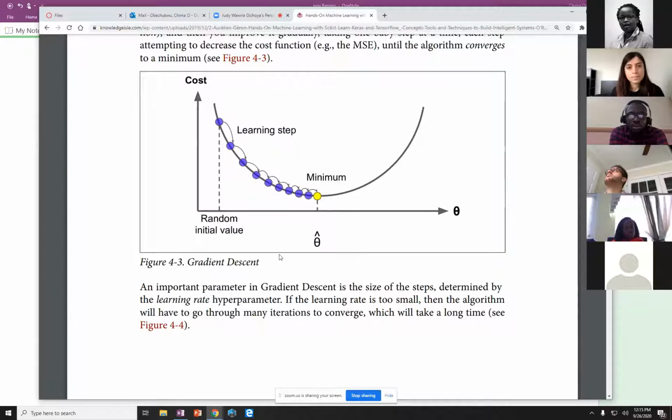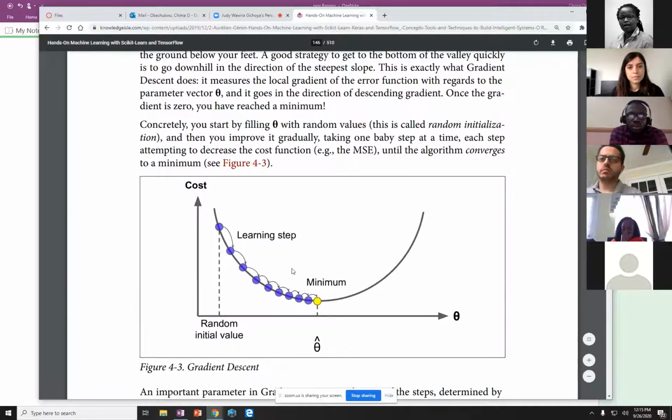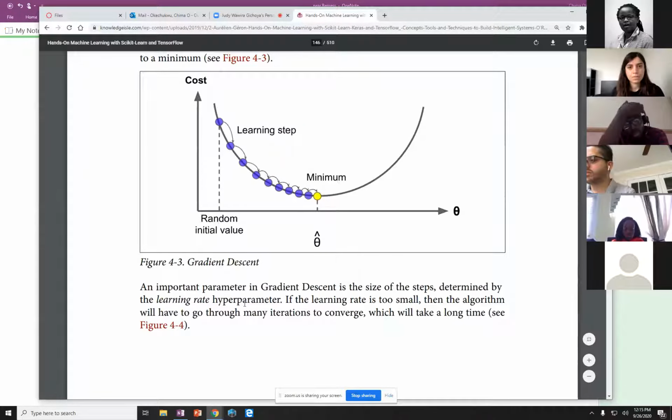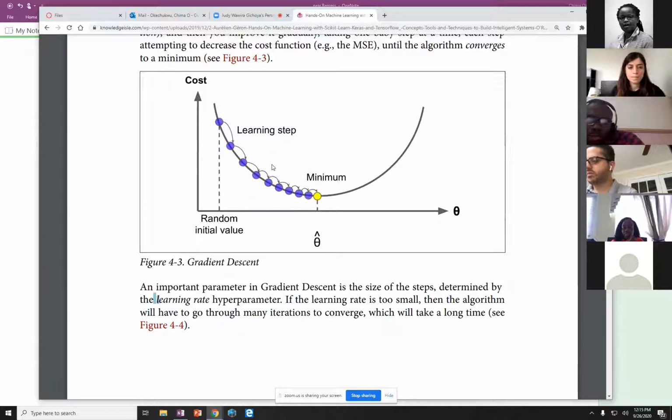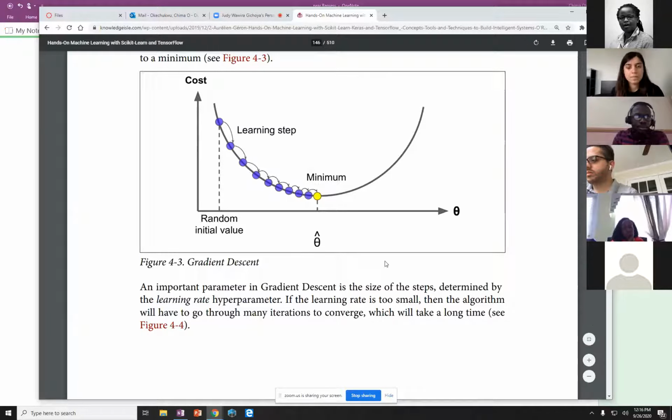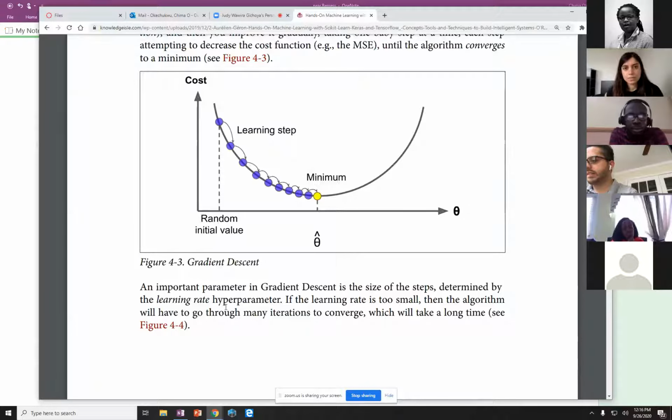Now, the way I understand it, using this example of trying to go downhill, the iterations is basically how long you want to keep going for. And the learning rate is how big the steps are that you want to take, like whether you want to keep jumping or speed up as you go down. Yeah, exactly. So there are two hyperparameters with this. He hasn't mentioned the second one, but the first one is the learning rate hyperparameter.